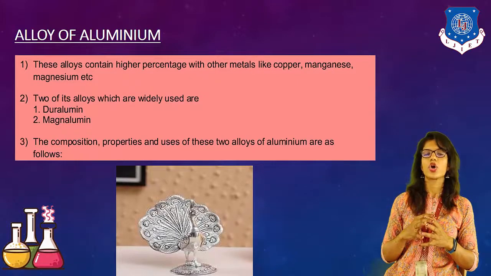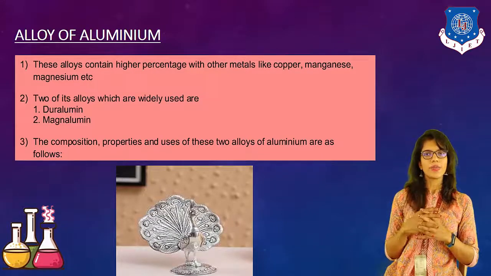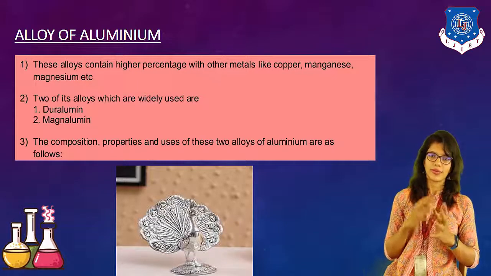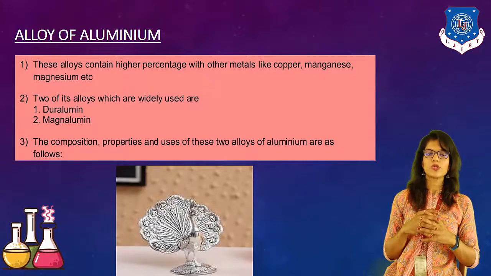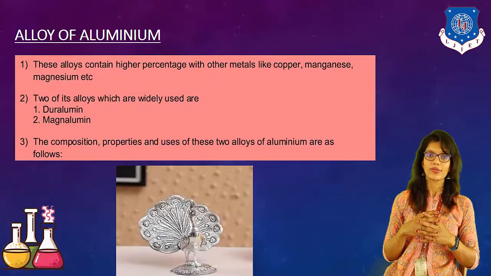Two aluminium alloys that are widely used are duralumin and magnalumin. Two different alloys are there. Number one, duralumin. Number two, magnalumin. Their composition and uses we will see in our next picture.